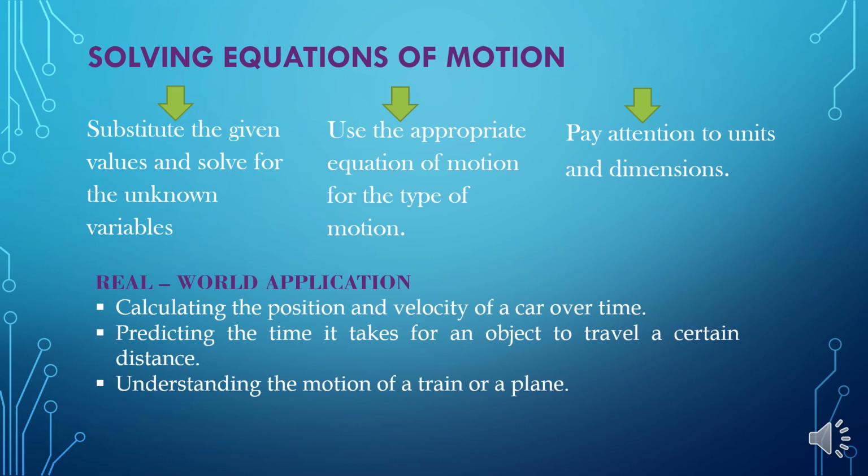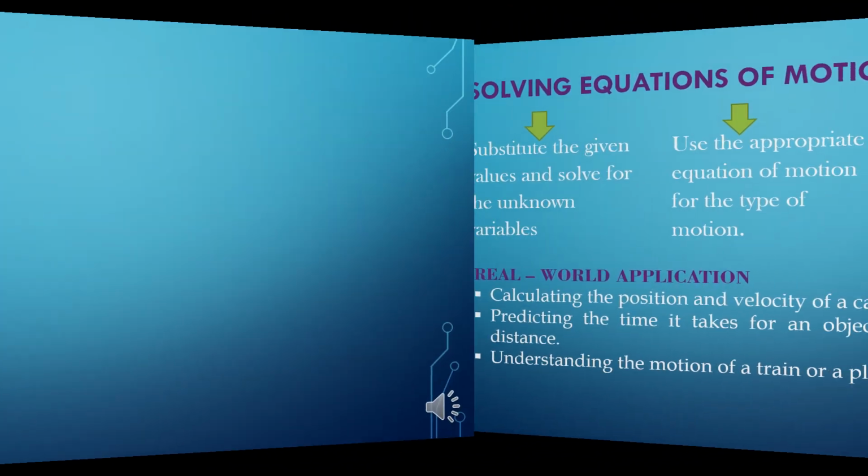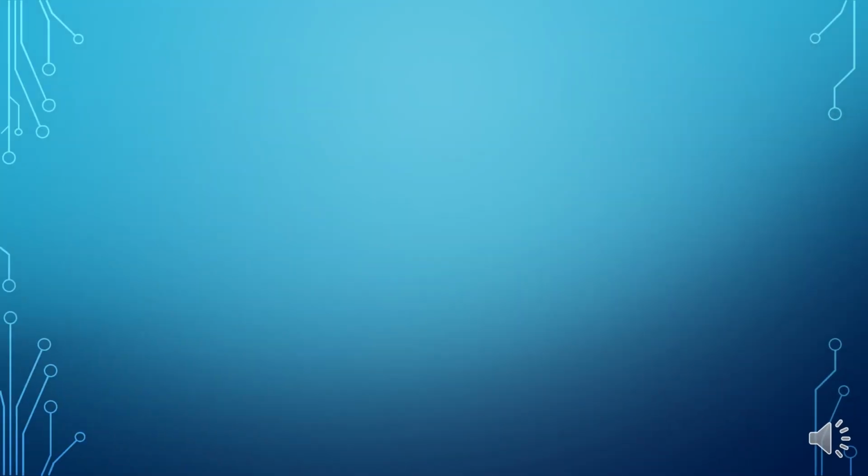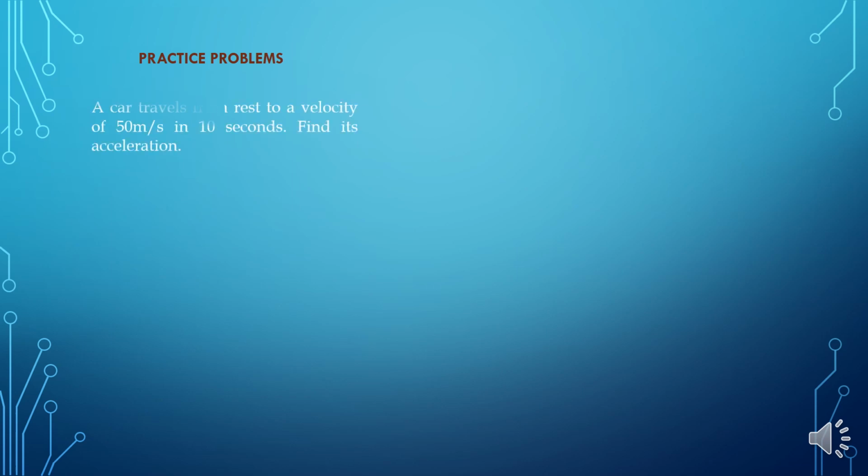All right, now talking about equations of motion, do they have real world application? Oh yes. In real world application, you can use them to calculate the position and velocity of a car over time. You can also predict time, and all of that. And then let's take a look at practice problems. I think 2 examples are here for us to study and see how we can do it on our own.